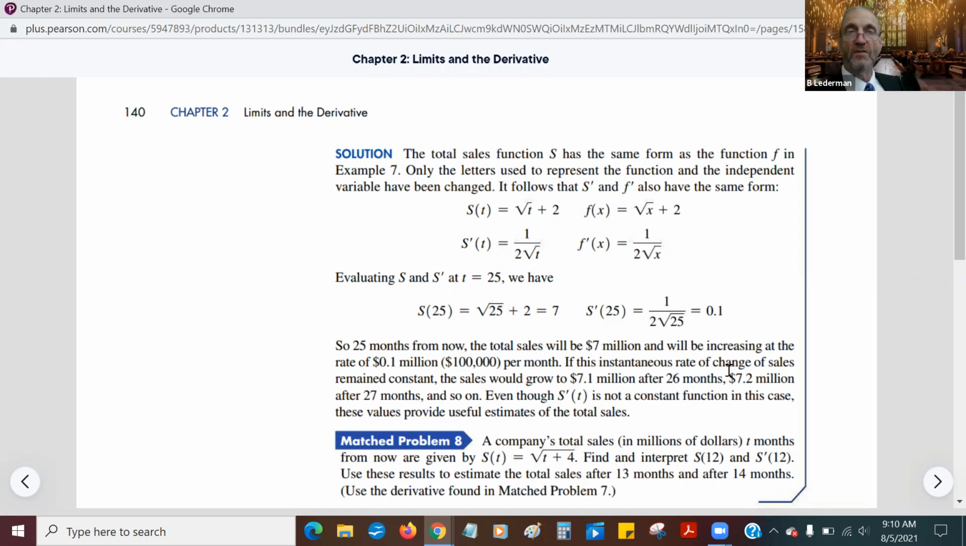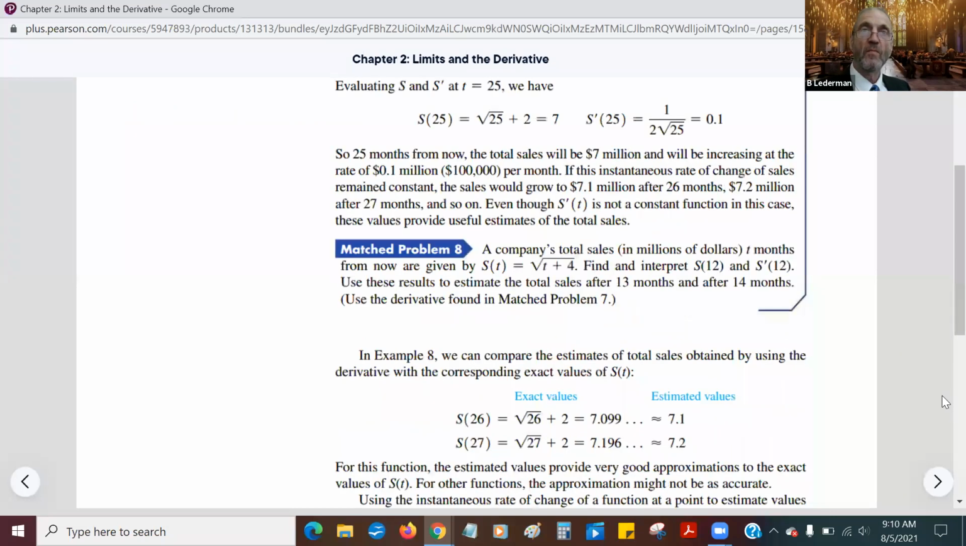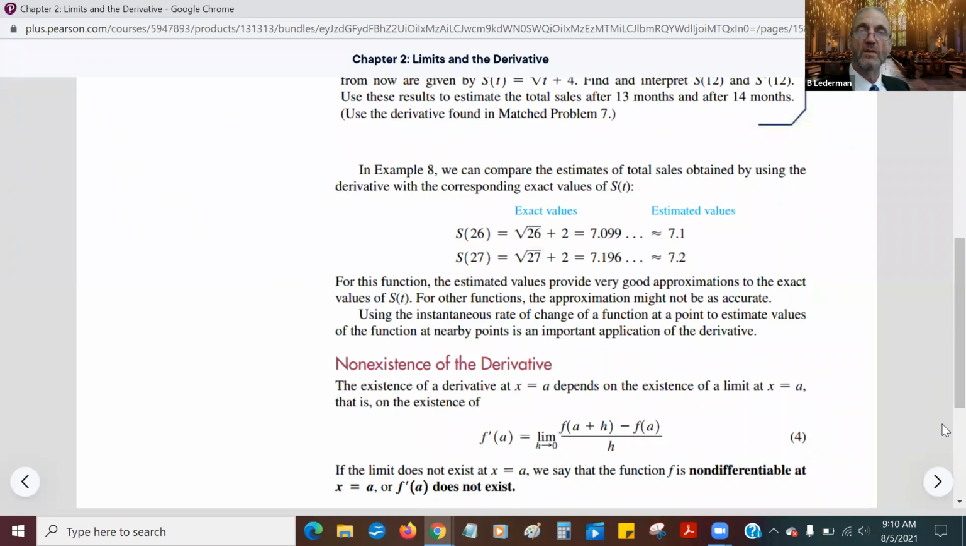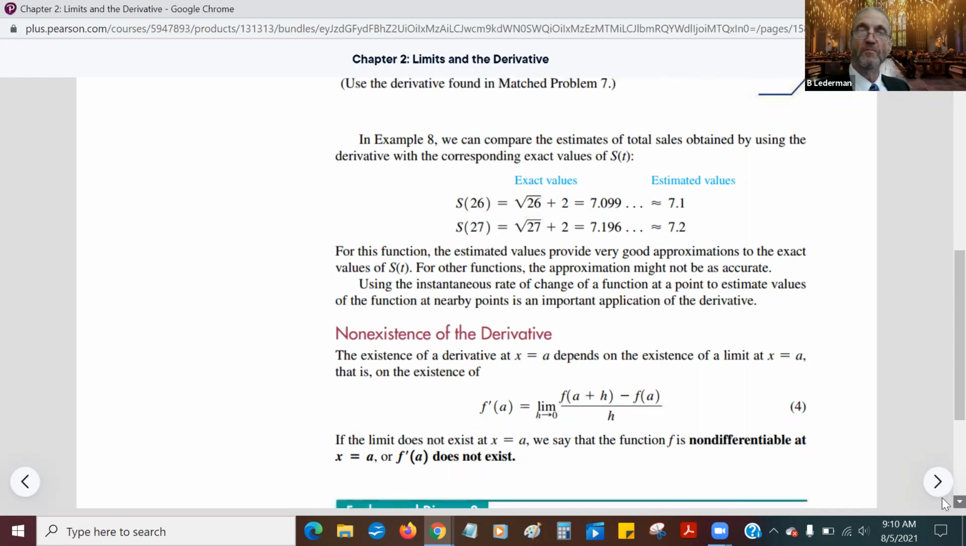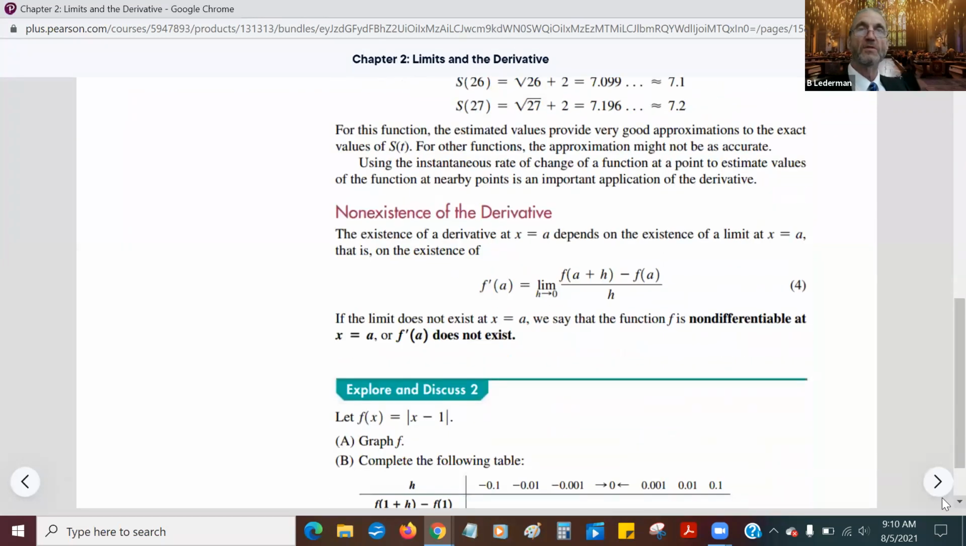If this instantaneous rate of change of sales remains constant, the sales will grow to 7.1 million after 26 months and 7.2 million after 27 months. This is an estimation. For a more precise answer, you would have to plug 26 and 27 into the formula, which is a pain because it's the square root of a number that's not a perfect square, so you get a bunch of decimals. But let's move on.